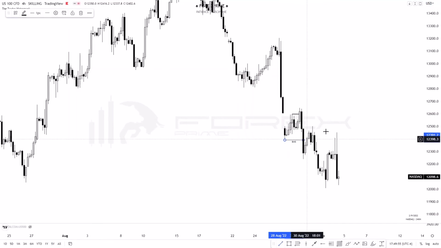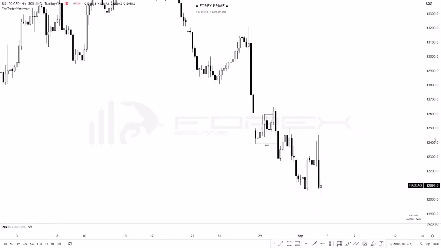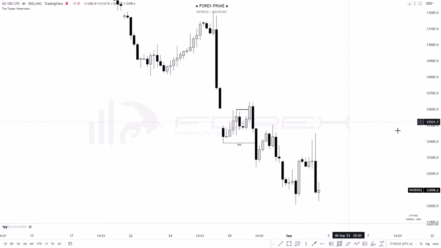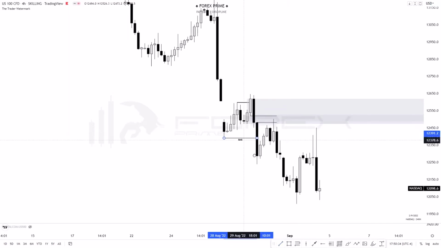And if price retraced into this ICT breaker, right here, we also have an order block right here which price also traded into, and we also have a fair value gap which price also trades into. So lots of confirmation there for lower prices, and once again we did have another break of structure here.